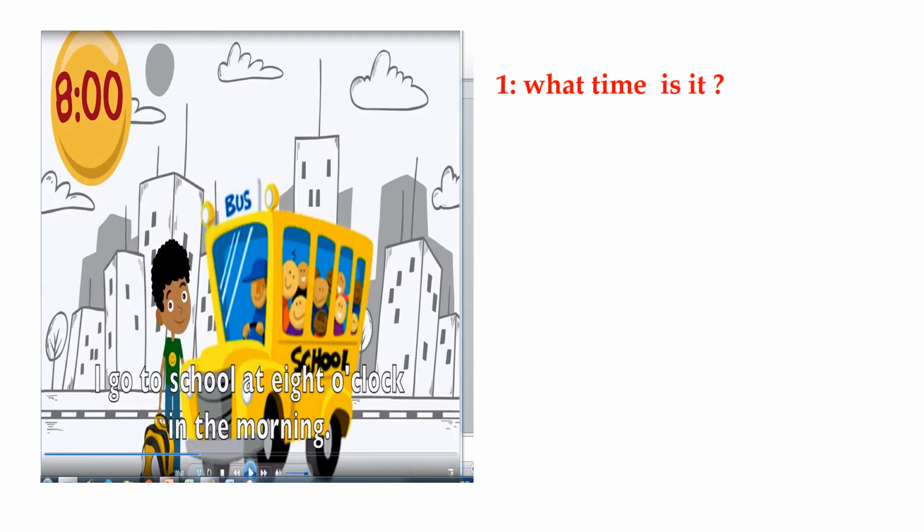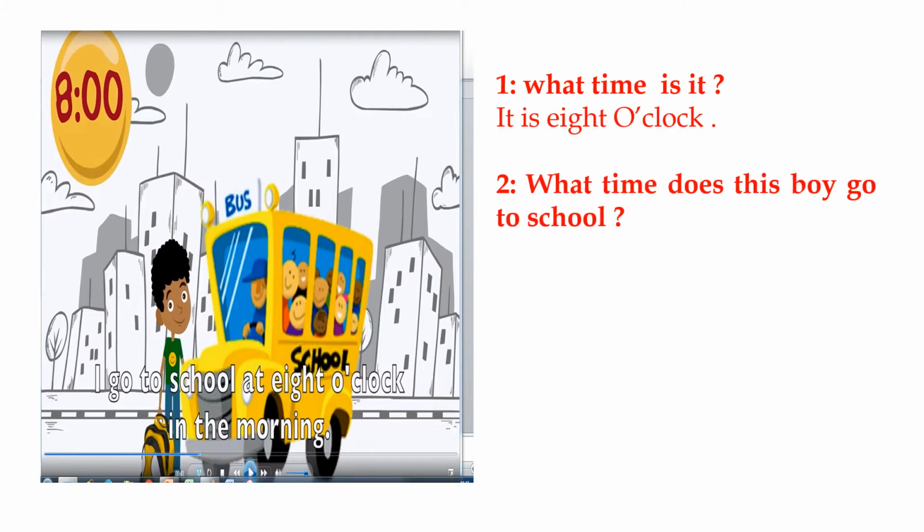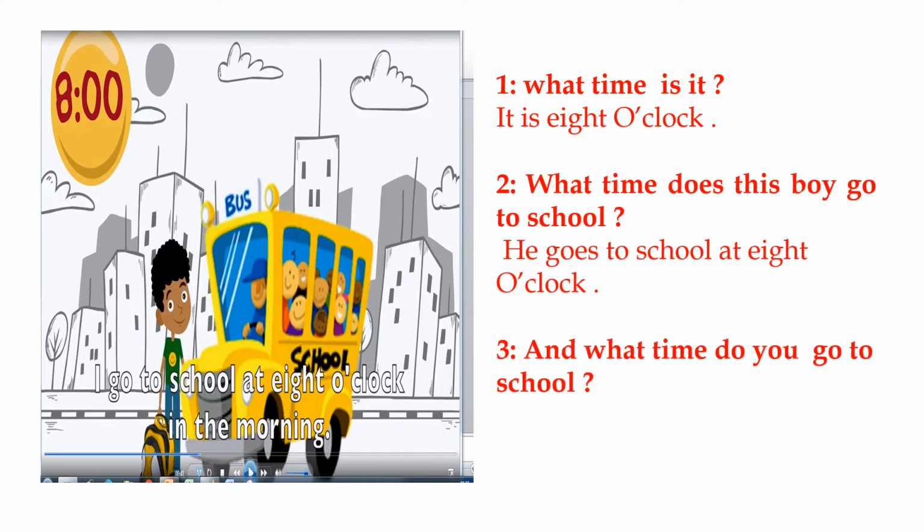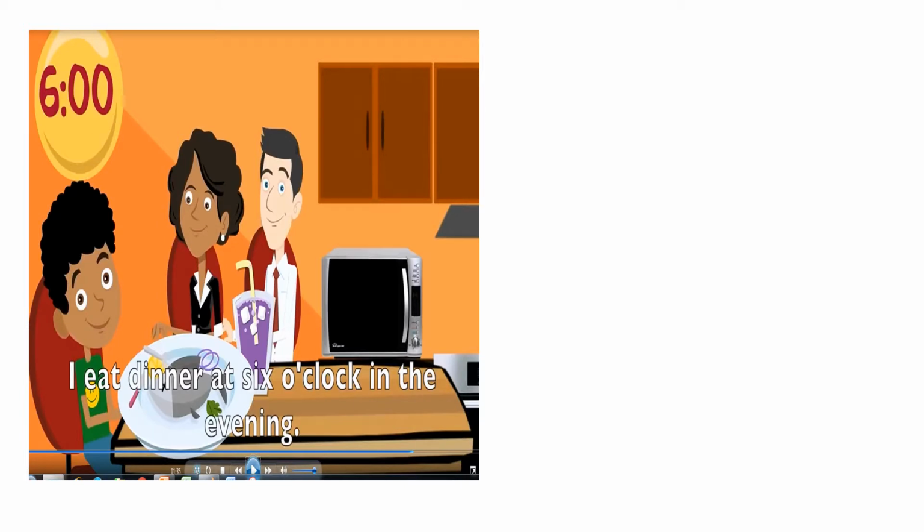Now we come to another picture. Look and answer. What time is it? It's 8 o'clock. What time does this boy go to school? He goes to school at 8 o'clock. And what time do you go to school? I go to school at 6:30.